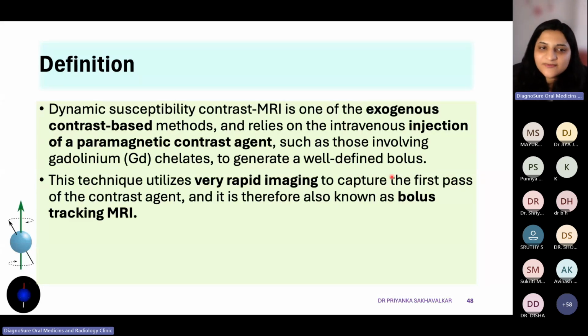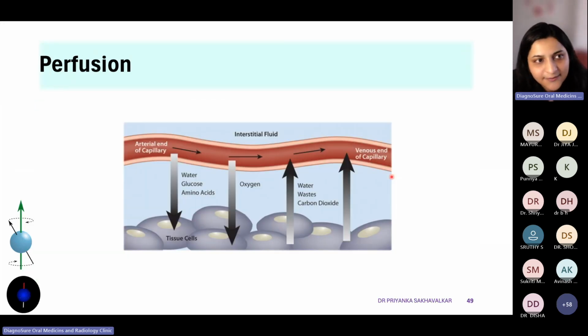This technique utilizes very rapid imaging to capture the first pass of the contrast agent. So this is also known as bolus tracking MRI. Whenever the contrast agent is injected, the first time it passes through the blood, that time images are quickly taken. That is dynamic susceptibility contrast MRI.